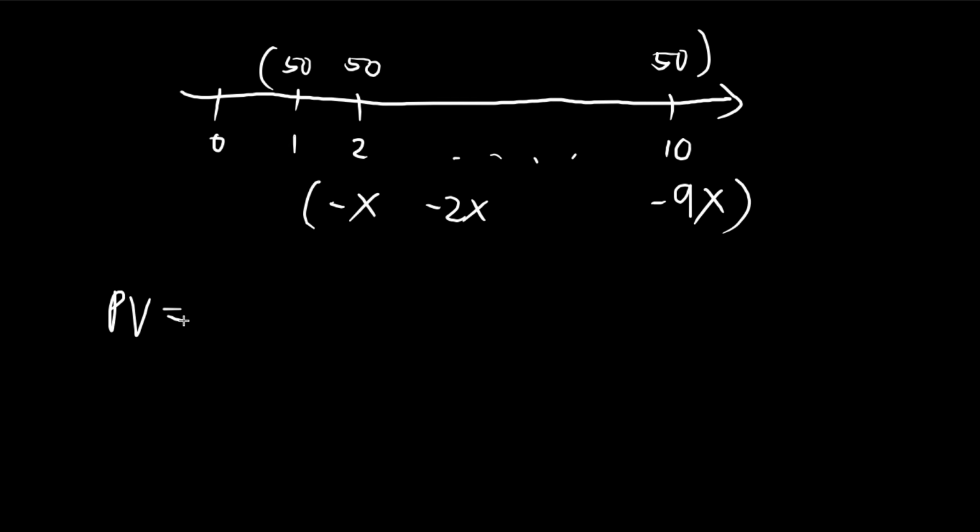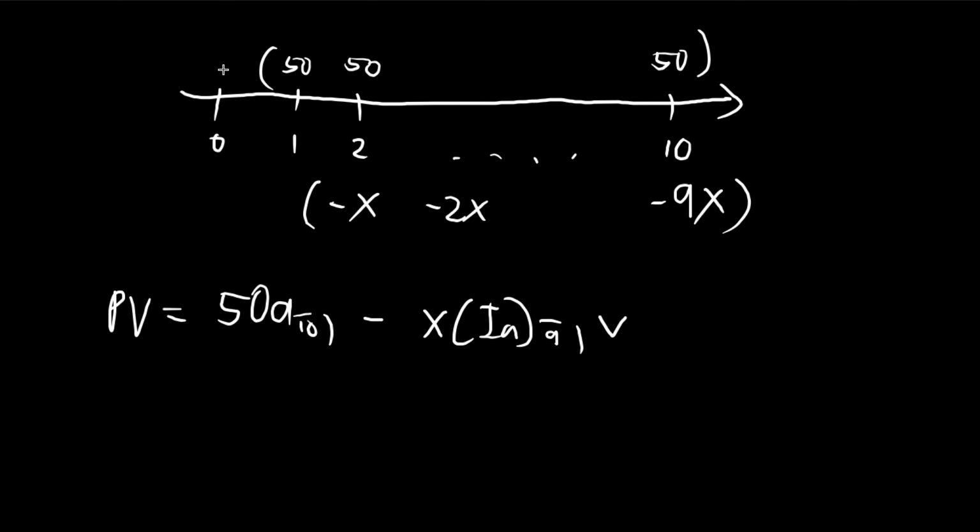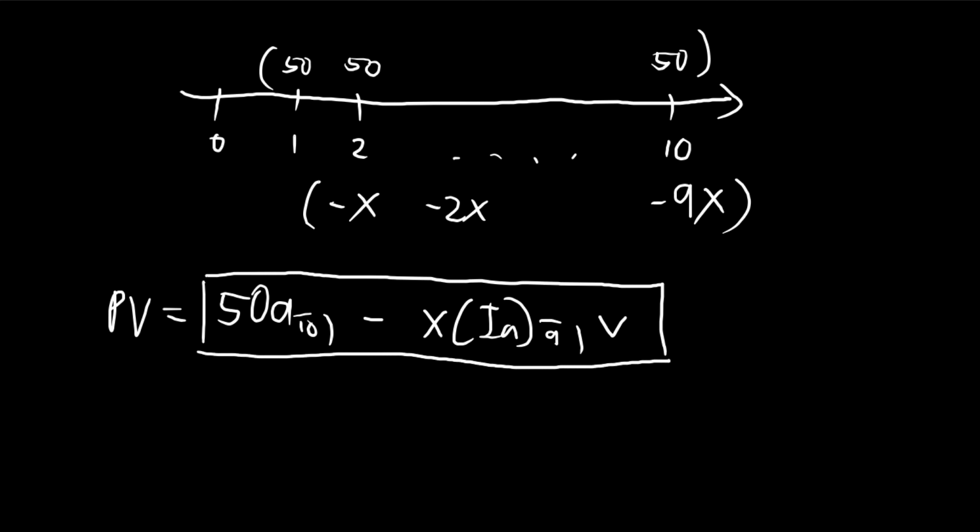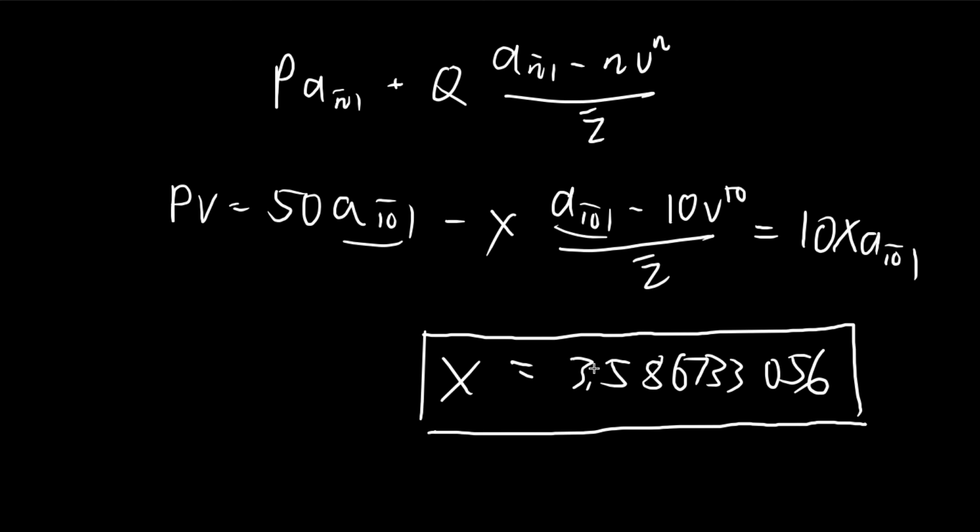So the present value is going to be equal to 50 a10, that's just the annuity immediate, and then minus x times (IA)9. There are 9 payments starting from 1 all the way to 9. The present value of this term is at time 1, so we need to multiply by v again to bring it back to time 0. Using this term, we can actually solve the same problem. This bracketed term over here is essentially the same as this term over here. It's the same as this expression.